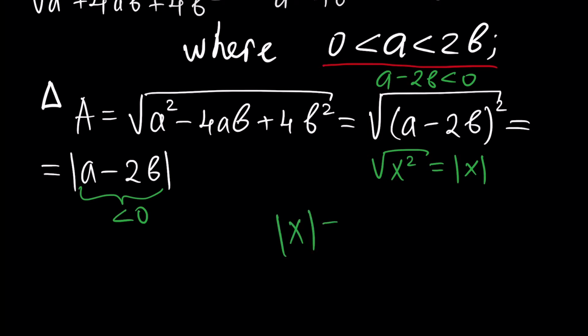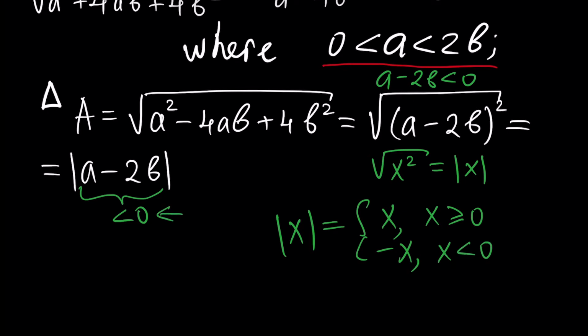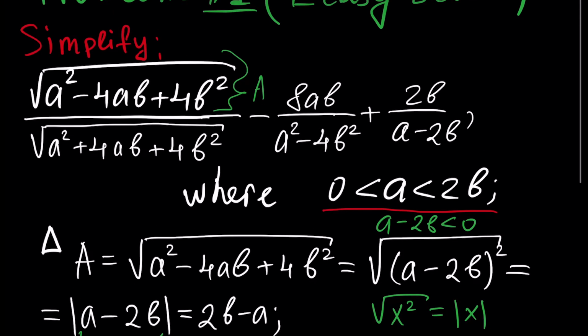By the definition of absolute value, let's write it here. The absolute value of x is equal to x if x is bigger or equal to 0, and minus x if x is less than 0. Since here our expression is less than 0, this will be equal to minus this expression, which is 2b minus a. So this part is equal to 2b minus a.